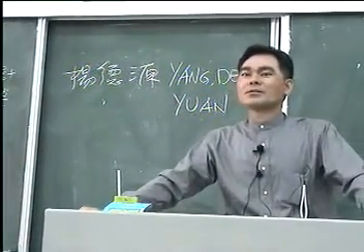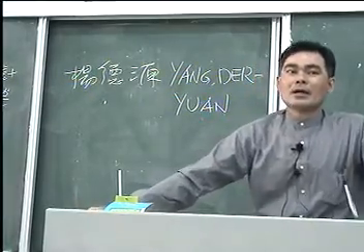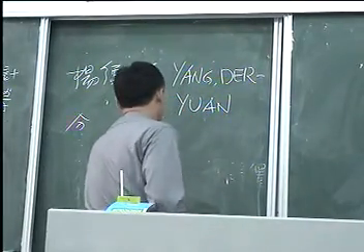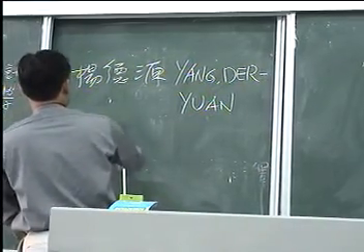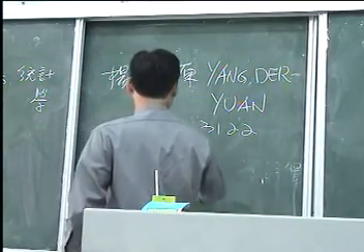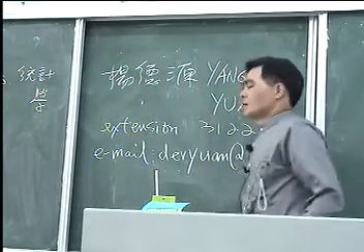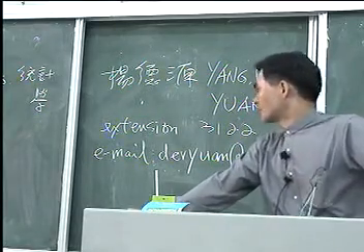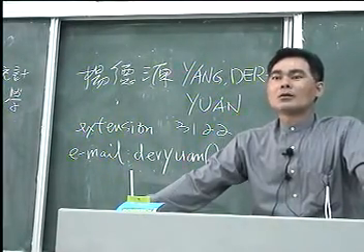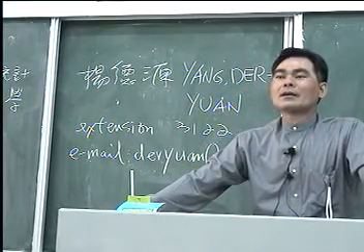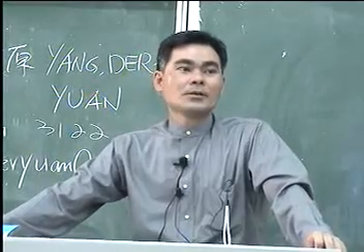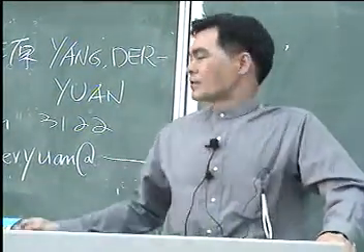Of course, I don't think you would ever need to use my English name, but this is my Chinese name. And if you have any question, of course, you can contact me. So the extension is 3122, and the email is DERYUAN. So for whatever questions you have, you can call me or email me. And also, I got an answer machine. So if I'm not in the office, you can leave a message on my telephone so that I can contact you.